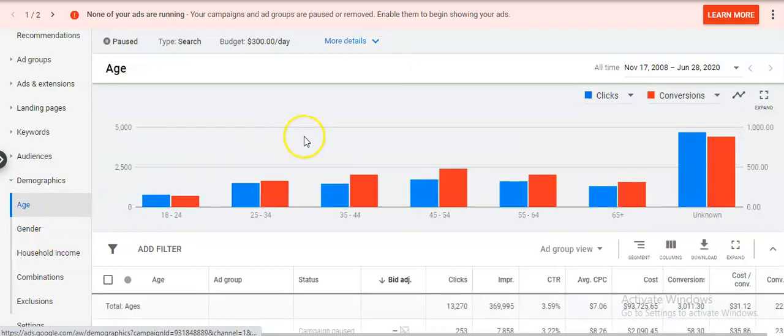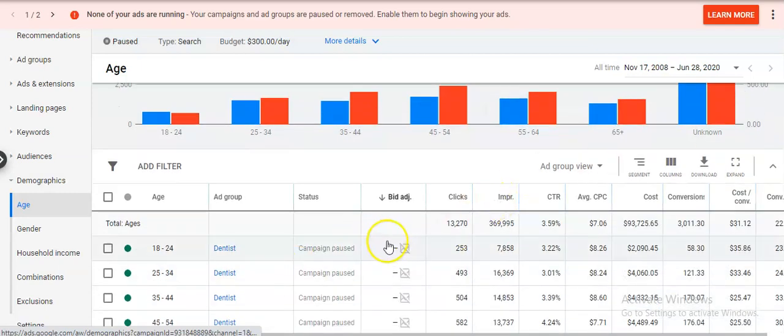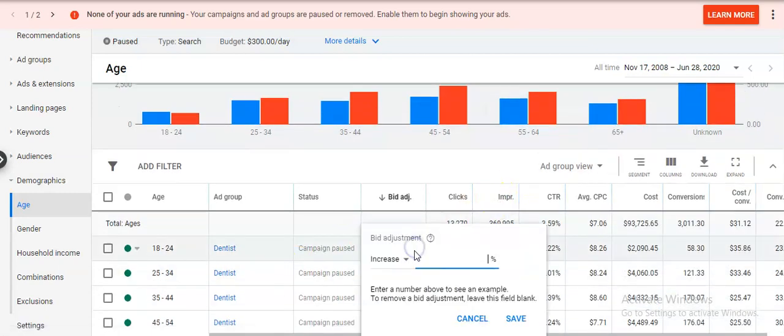Same is the age. So here you can see, for instance, as expected, these younger people, 18 to 24, actually produce fewer conversions and more clicks. So you might want to reduce the bids on them. So you apply a negative bid adjustment on the 18 to 24 group. You say, okay, well, I'm willing to pay for them, but I don't want to spend the same amount per click as I am spending on, let's say, 45 to 54. So I'm going to reduce the bids on them by 25%. You decrease it and save it.